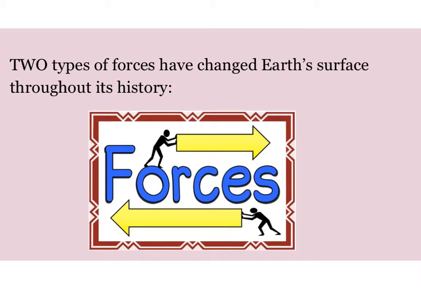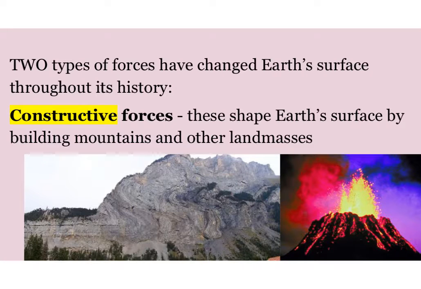So there are two different types of forces that have actually changed what the Earth's surface looks like throughout its history. And the first one of those is called constructive forces. And these shape the Earth's surface by building mountains and other land masses. This is like a building force, right? You're building things, you're constructing something. And so that word construct is actually in that word constructive forces. Hopefully that helps you to remember this.